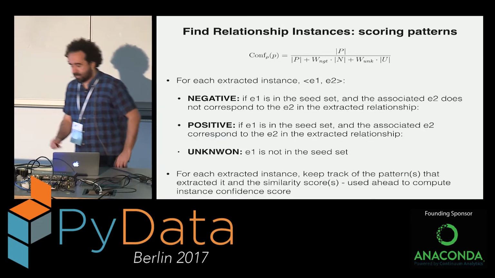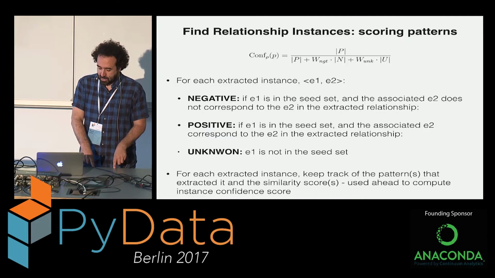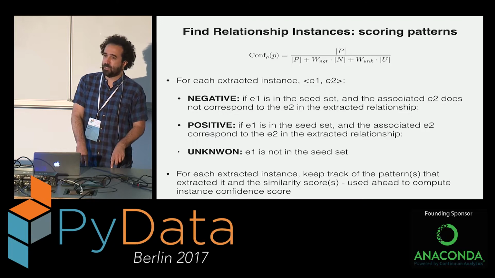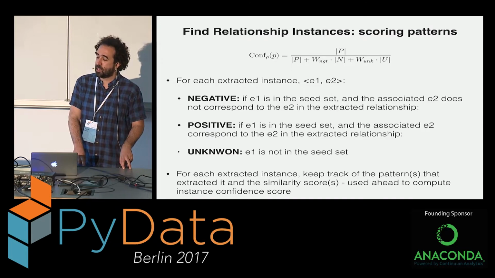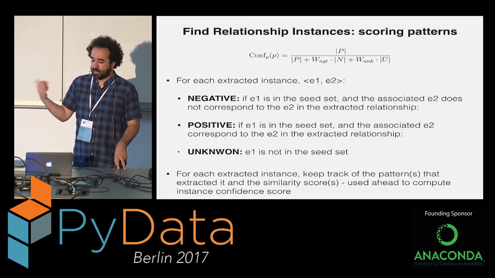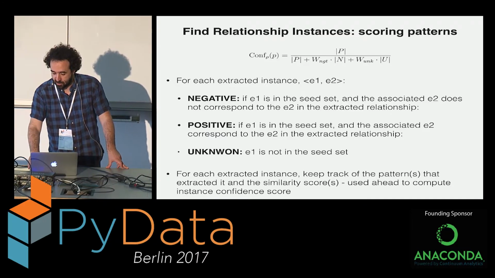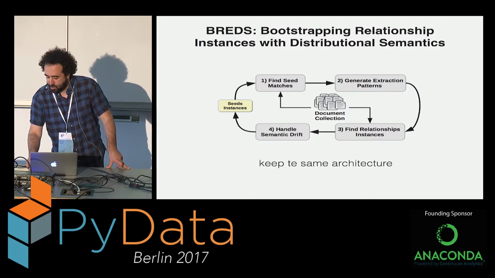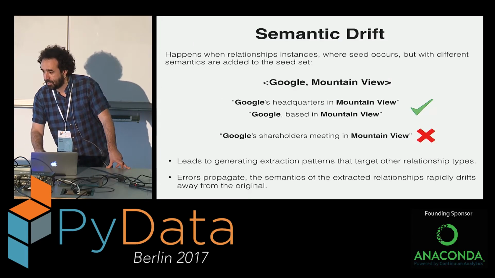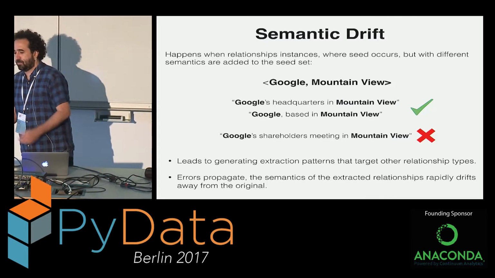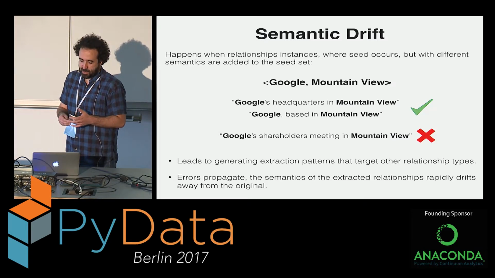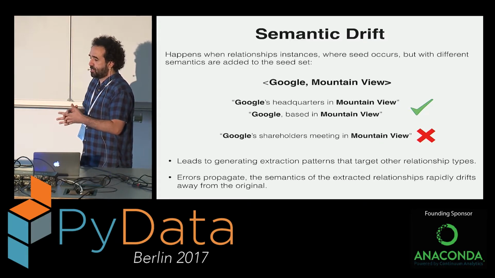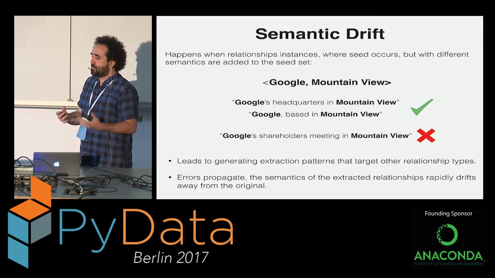Another important thing is that for each extracted instance that we take from the document collection, we keep track of the patterns that extracted it and what the similarity score was. This is used later to compute the semantic drift. So we are now going to explain how to handle semantic drift. What is semantic drift? Semantic drift happens when the new relationship instances that are being extracted, where the seed occurs, have a different semantics than the seed set.